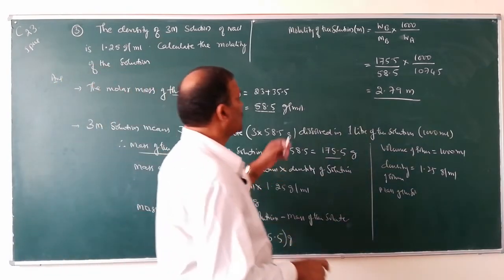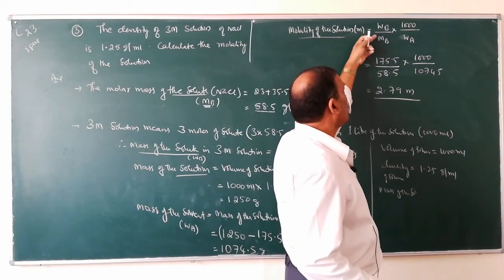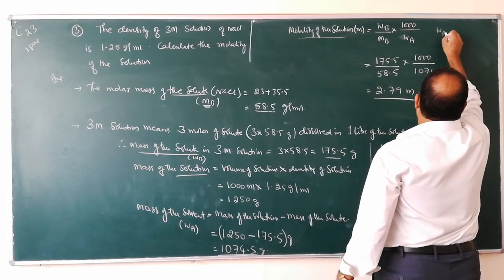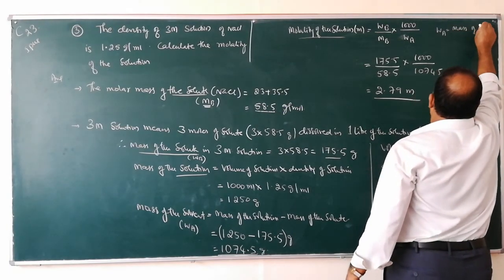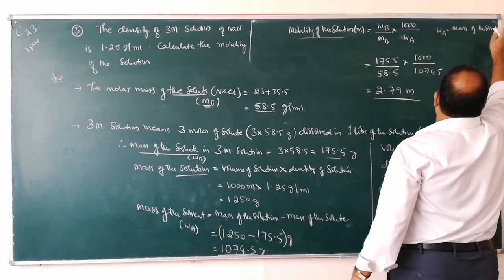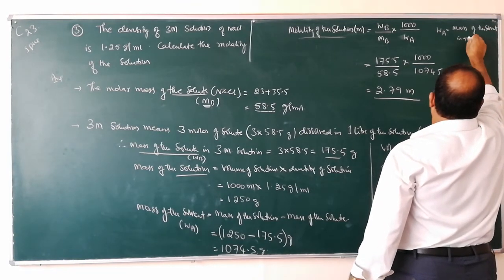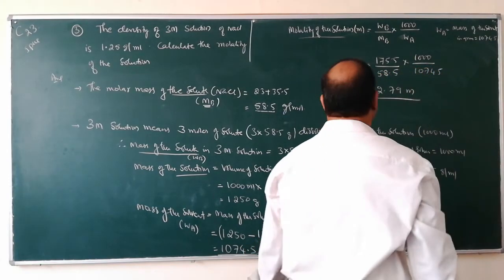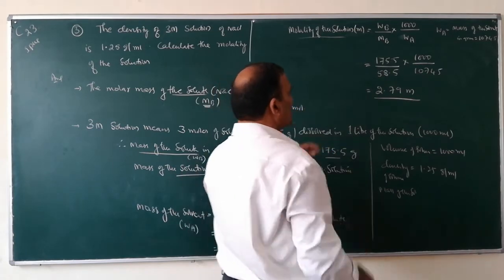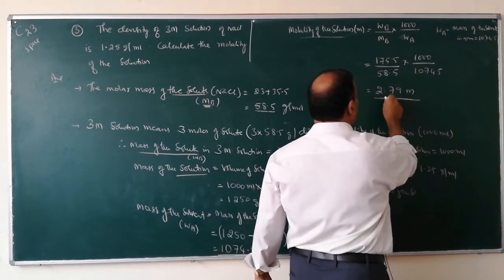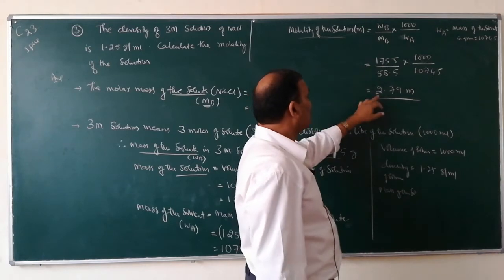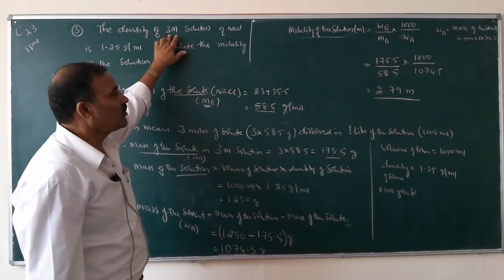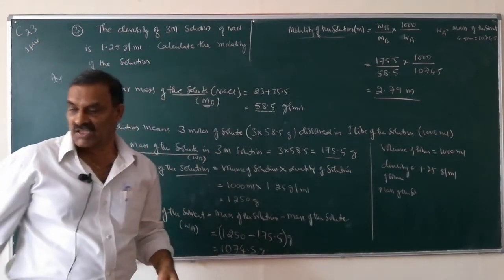Then molality of the solution is calculated using the formula WB over MB into 1000 divided by WA. What is WA? Mass of the solvent in grams, that is 1074.5. We have calculated it. Substituting and simplifying, you will get molality. So molality of the solution is 2.79 molal, while molarity of the solution is 3 molar.